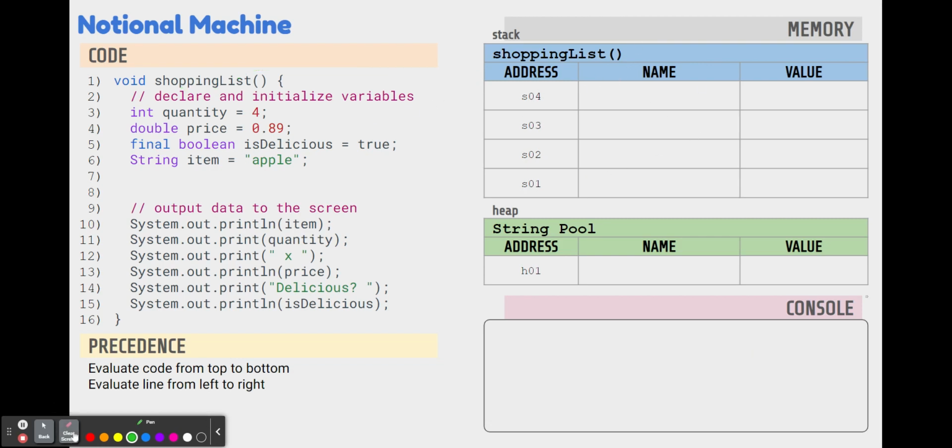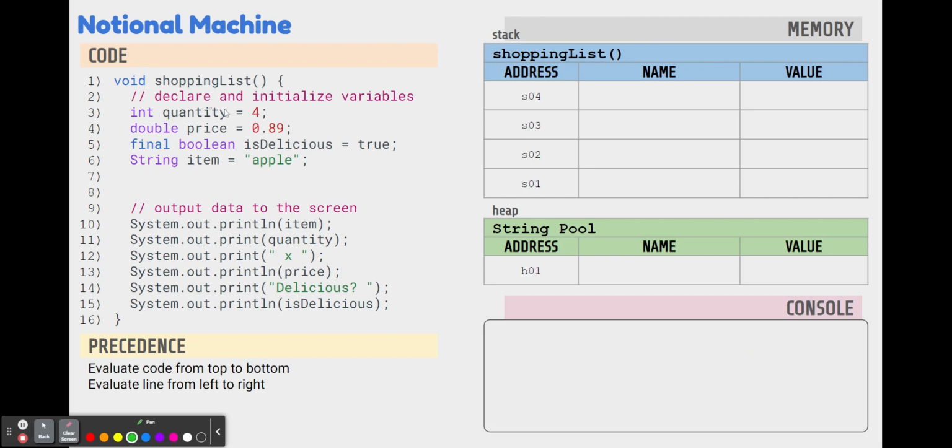Moving on to line 2. Line 2 starts with a slash slash. That is a comment. That is something that's ignored by the computer, but it's used to leave notes to yourself or other programmers. So we said we are going to declare and initialize variables. And so this is where all of our new code for this section comes into play. Let's look at line 3.